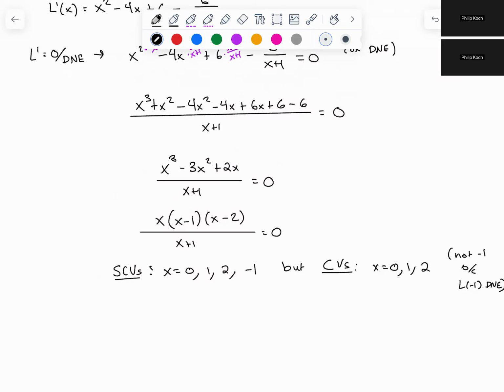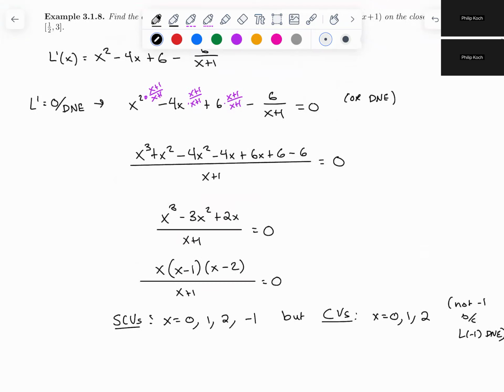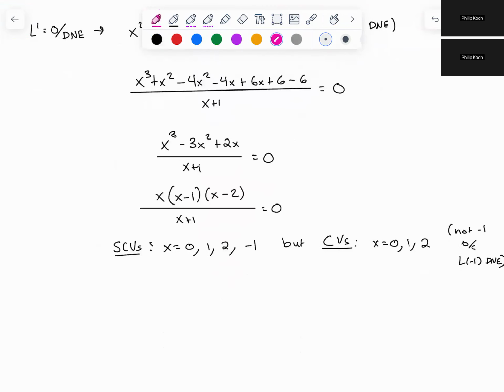So those are the critical values, but only two of those are in the interval. These are in the interval from 1/2 to 3. So we don't need to worry about 0. If the interval was from 0 to 3, we'd test all 3 of them. But since it's from 1/2 to 3, we're only going to test those second 2.